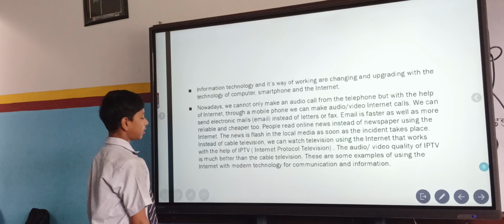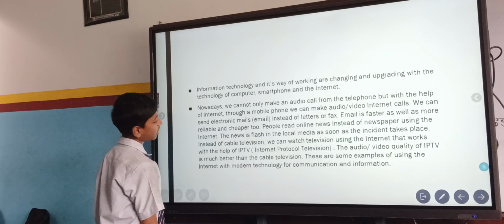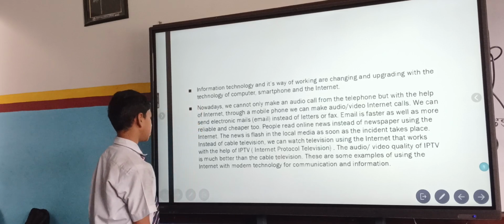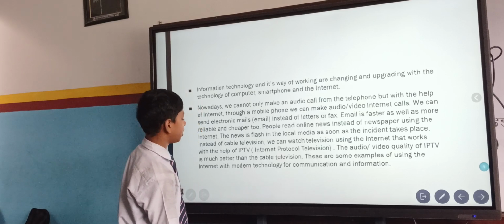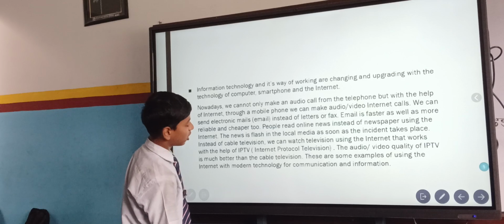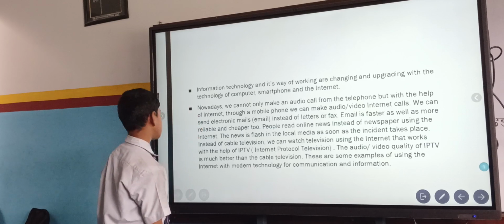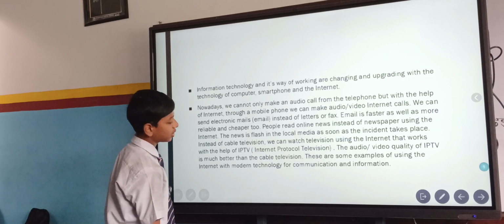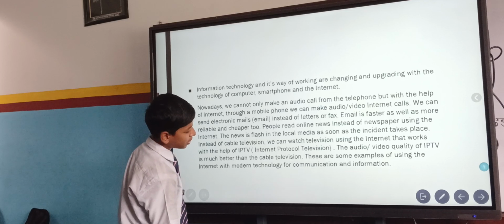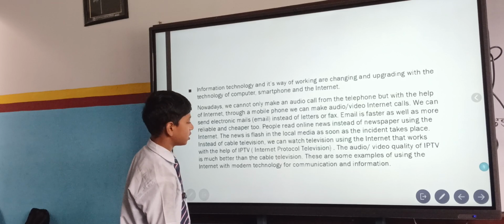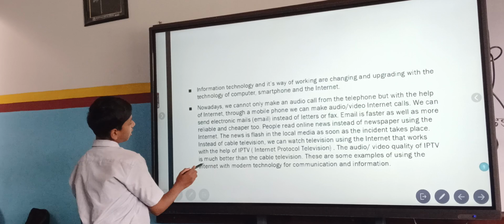Instead of cable television, we can watch television using the internet that works with the help of IPTV, Internet Protocol television. The audio or video quality of IPTV is much better than the cable television. These are some examples of using internet with modern technology for communication and information.